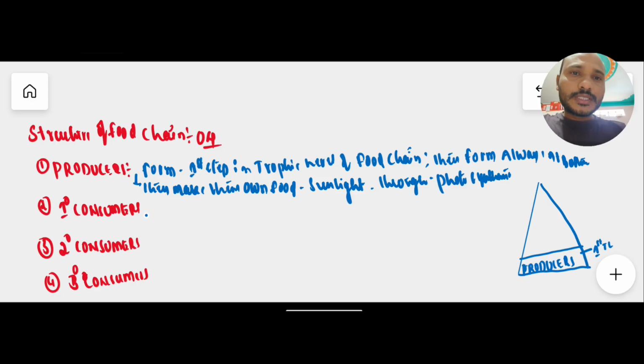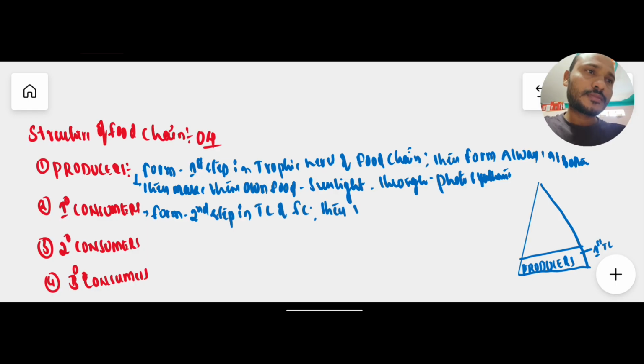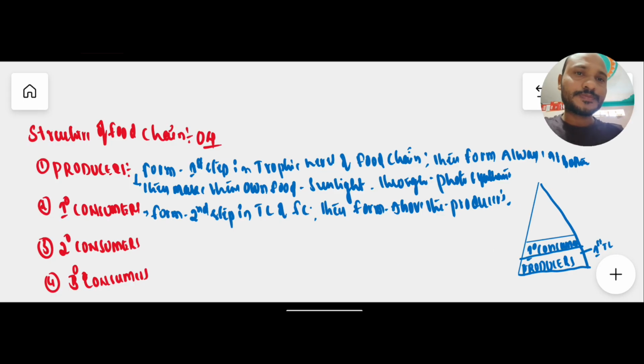Now coming to primary consumers. Primary consumers form the second step in the trophic level of the food chain, and they form above the producers, like here. This is the primary consumers level.